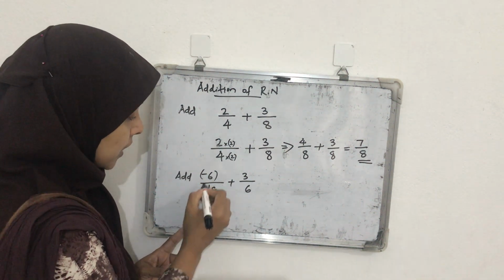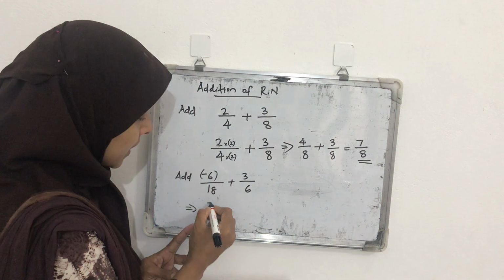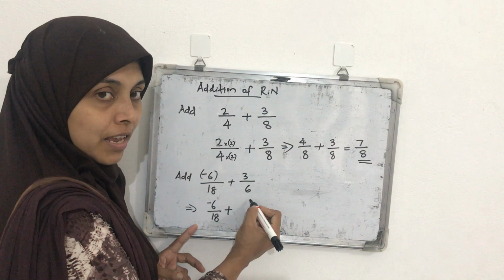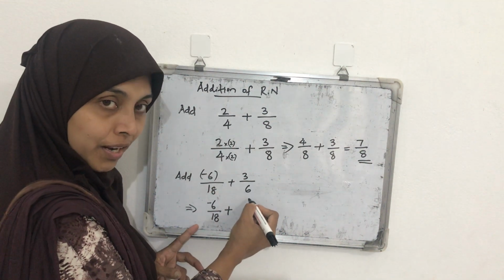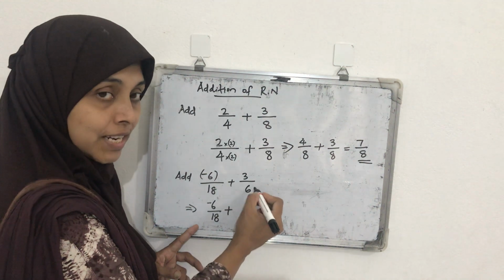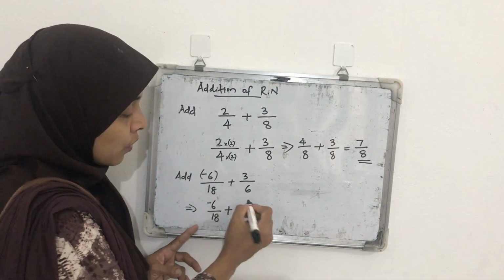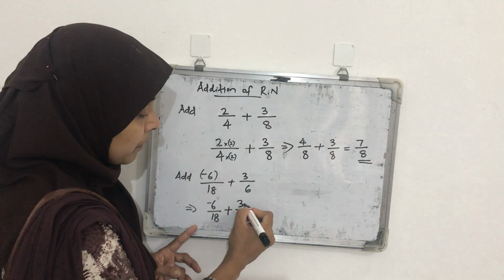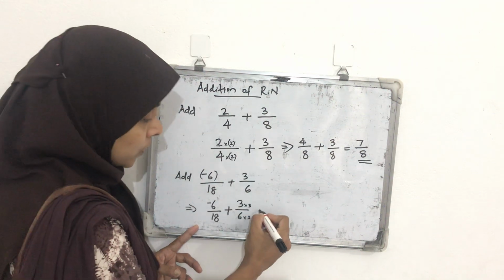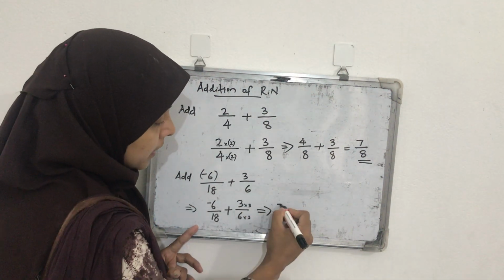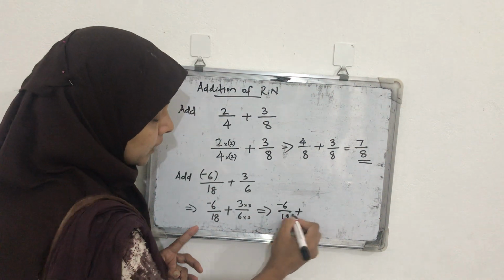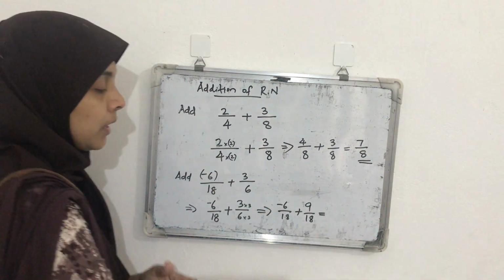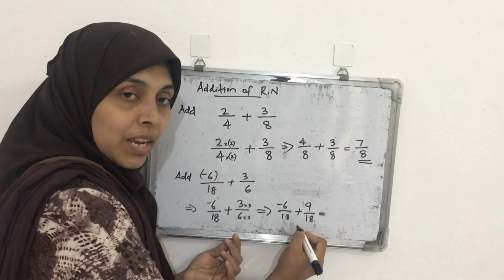So the first rational we can write the same, minus 6 by 18, plus the second rational. We want to get an equivalent rational of the second rational with the denominator 18. For that, we want to multiply the denominator by 3. The same number we multiply on the numerator also. So we will get the first one, minus 6 by 18, plus 3 into 3, 9 by 18. Now we got two rationals with the same denominator.